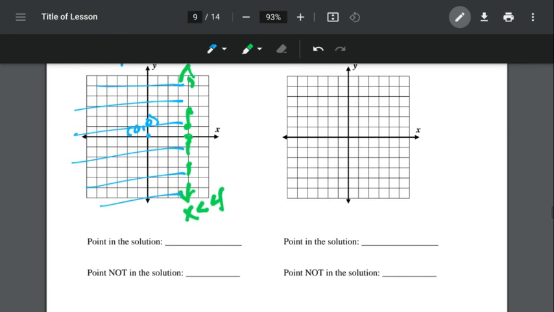Now, give a point in the solution. Well, I'm going to do 0, 0 because that was true. A point not in the solution would be anything over here. So 1, 2, 3, 4, 5, 6, 7. I'm going to do 7, 7. Okay. Anything that is not in the colored in area is fine.